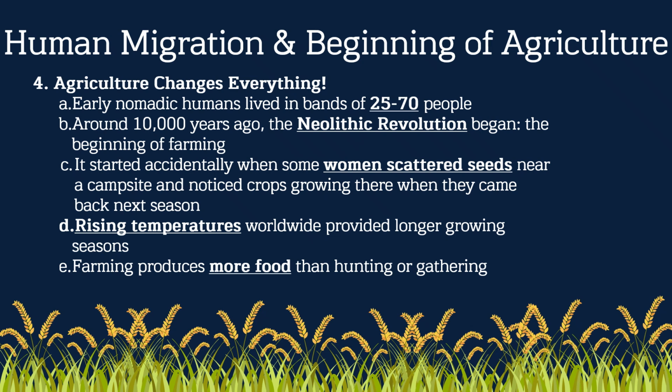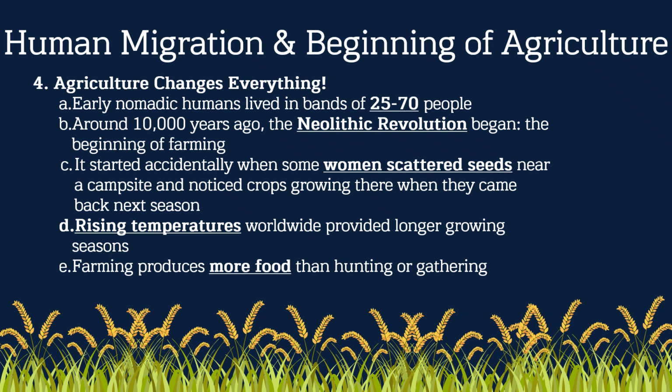Now, due to the records, we say that in hunter-gatherer societies, men were generally the hunters, which was more dangerous, and women were the gatherers. And so the theory behind the agricultural revolution is that it accidentally started when some women scattered seeds near a campsite and then noticed that crops were growing there when they came back the next season.